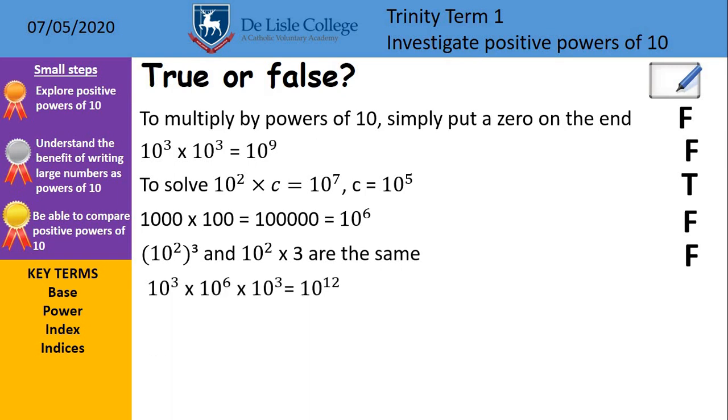Okay. And the last one, I believe this is 10 to the power of 3 times 10 to the power of 6 times 10 to the power of 3. Is that 10 to the power of 12? Yes, it is. That is true. Again, referring to that rule, we're adding the powers. 3 plus 6 plus 3, that is 12, so that is 10 to the power of 12.